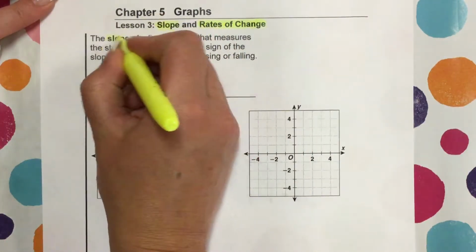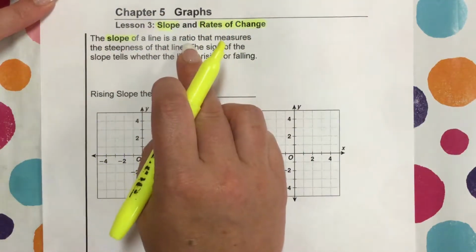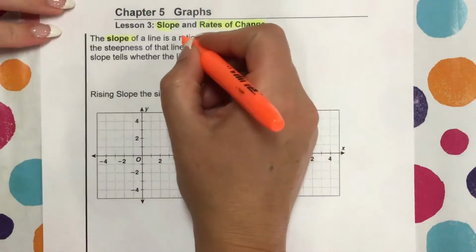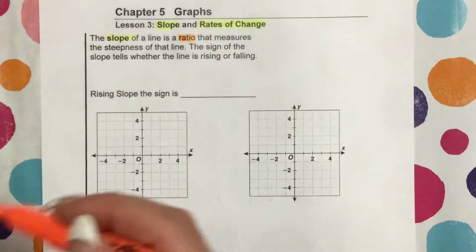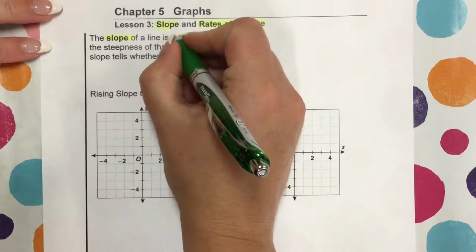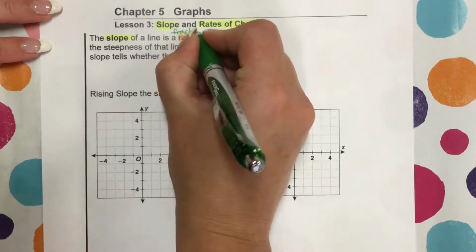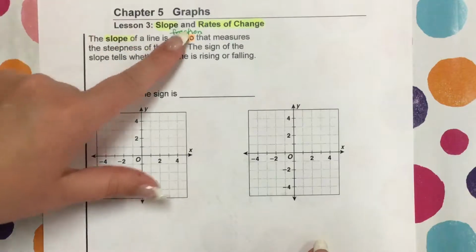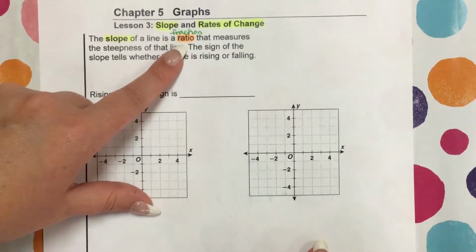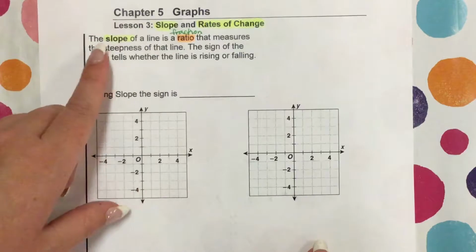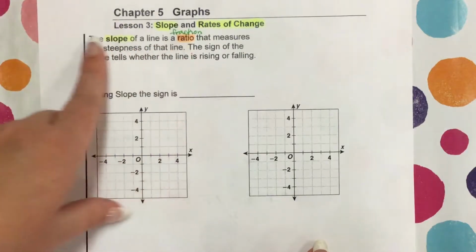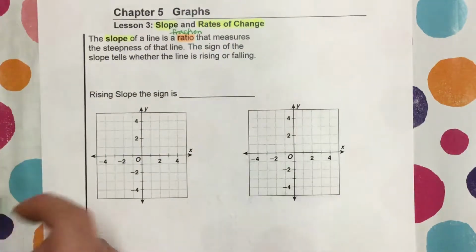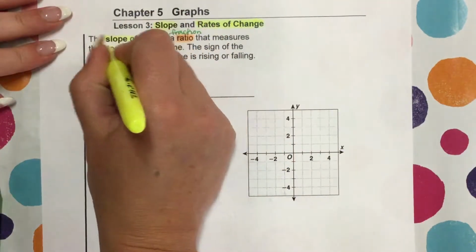The slope of a line is the ratio. Oh, there's that word ratio again. Does anybody remember what ratio means? It compares two things. But whenever I see ratio, I like to know that I'm talking about a fraction. And so when we are discussing slopes, slopes are going to be written in fractional form, okay? So that's very, very important to know. The slope of a line is a ratio that measures the steepness of that line, how steep it is.